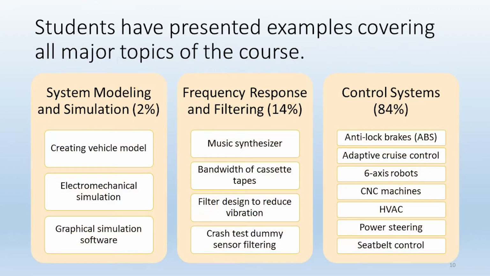After I did this analysis, after about 4 or 5 terms of teaching the class, across the top here are the 3 major topic components of my class. I have system modeling and simulation, frequency response and filtering, and then control systems. I allow them to pick examples from any one. Obviously, system modeling and simulation is my lowest frequency there. I haven't had that one covered in every term. Most of the examples, as evidenced by the statistics here, are in control systems. Some of those examples include anti-lock brakes, adaptive cruise control, 6-axis robots like the ones on my dress, CNC machines, HVAC, power steering, seatbelt controls.